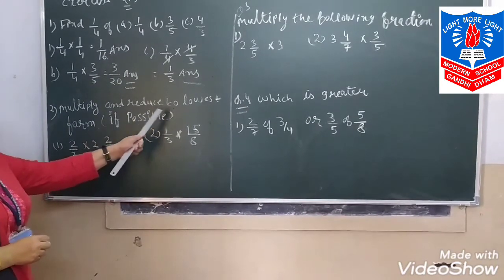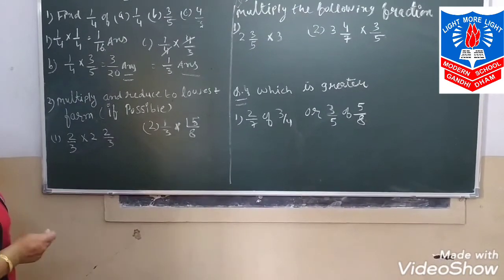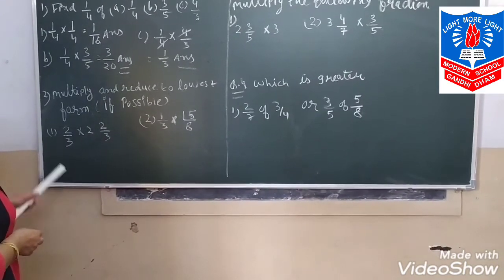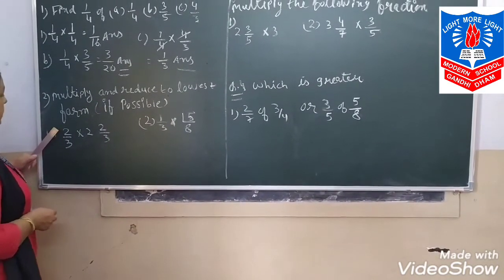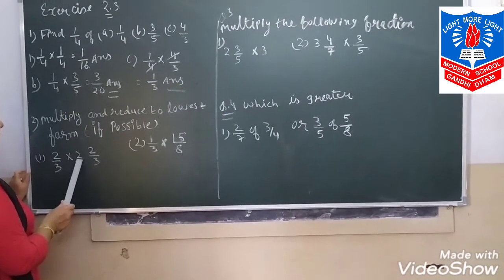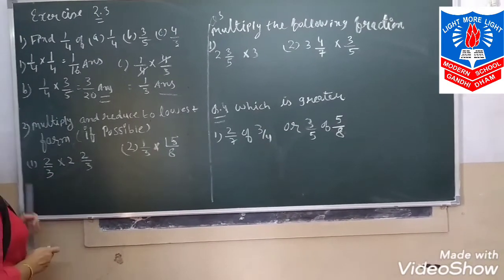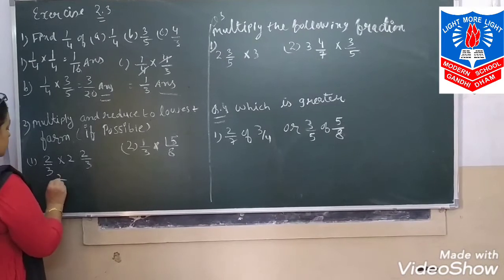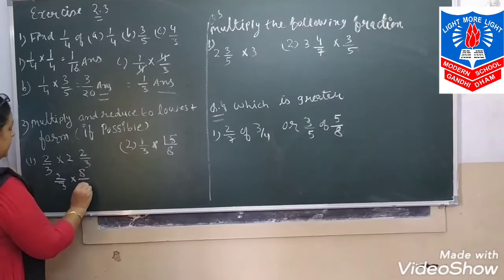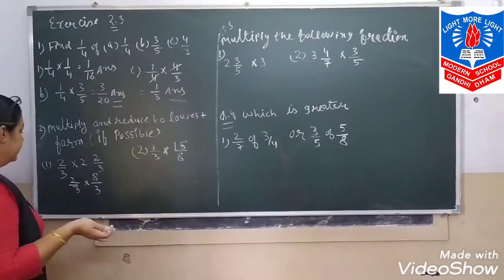Multiply and reduce to lowest form if possible. Yesterday I explained the lowest form to you. So here is the first sum, 2 by 3, and a mixed fraction is given, 2 integer 2 by 3. So first we change into a simple fraction. 3 2s are 6, 6 plus 2 is 8 by 3. 3 is a prime number, so it is not divisible by any number.